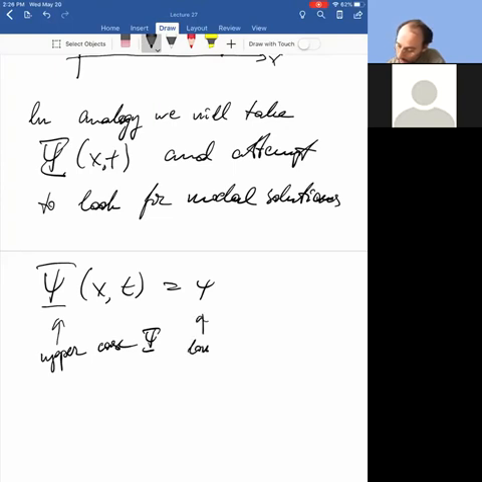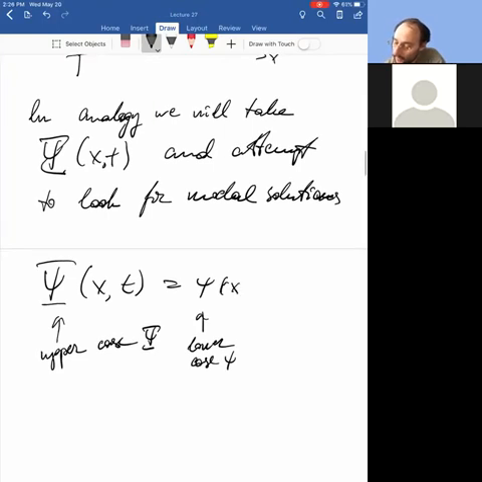This is a lowercase psi. The first time I taught this class, a student approached me about two weeks after this point and asked, "I noticed sometimes you write psi with these big bars on the top and sometimes without. Why is that?" So to avoid this kind of situation, I'm telling you that the lowercase psi is the spatial part of the wave function, okay? And the uppercase psi is the full wave function.